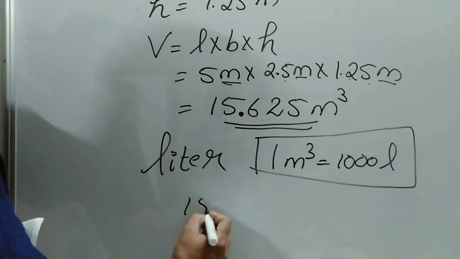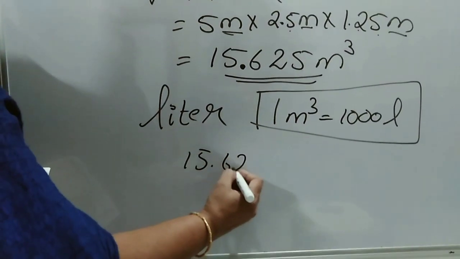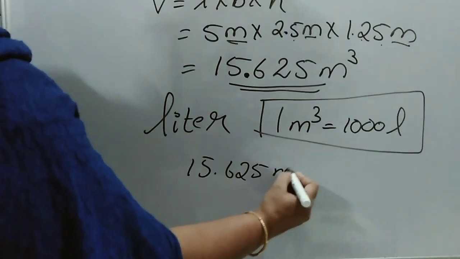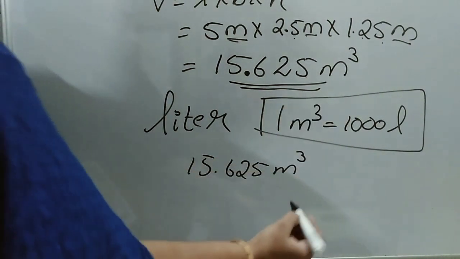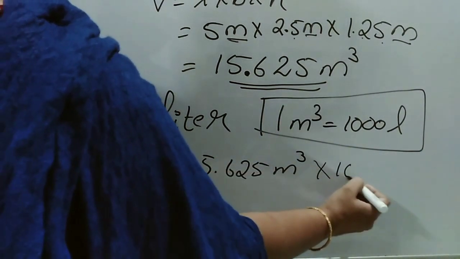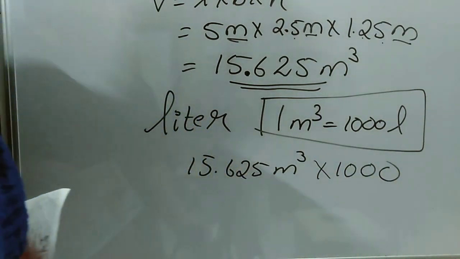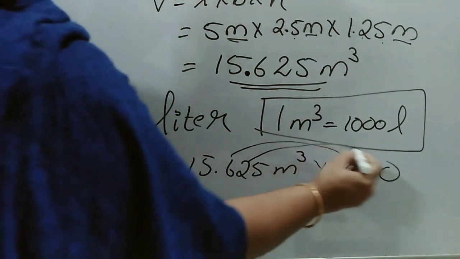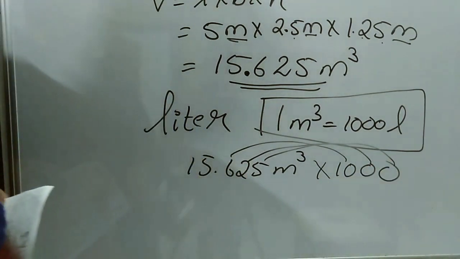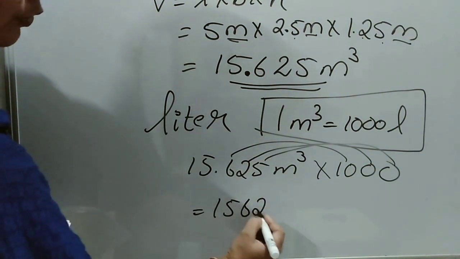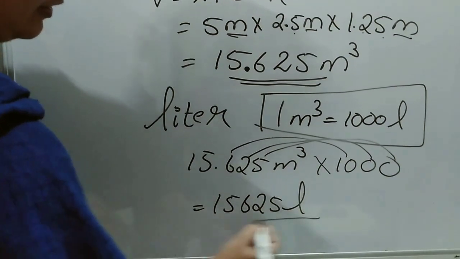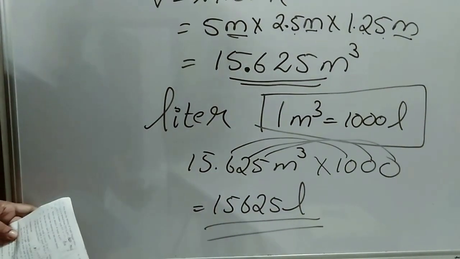So what will be 15.625 meter cube? What you have to do for converting meter cube into liter? Just multiply by 1000. While multiplying you can remove the decimal. So you will get 15625 liters as the final answer.